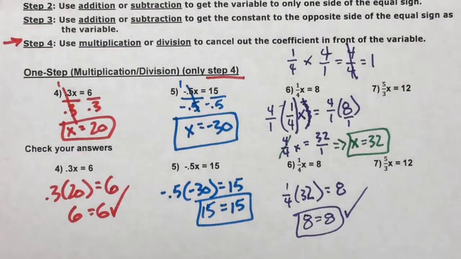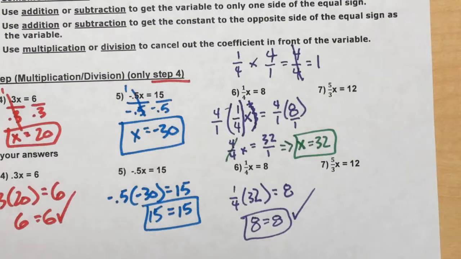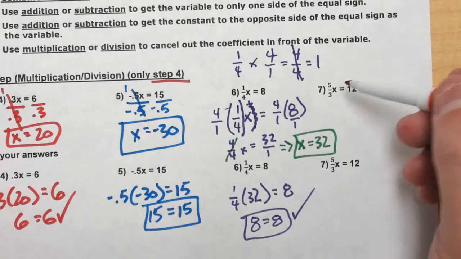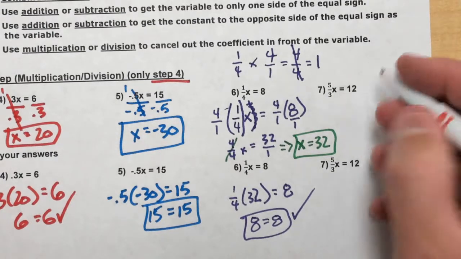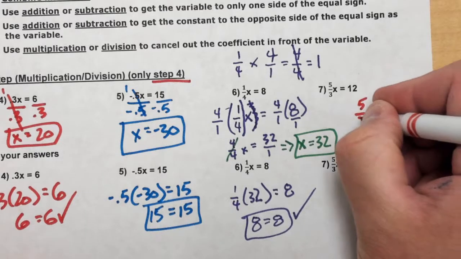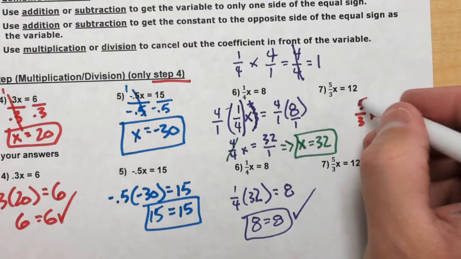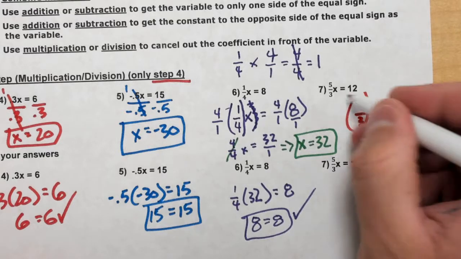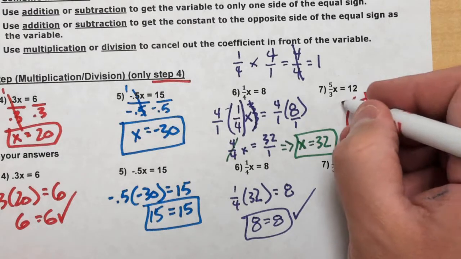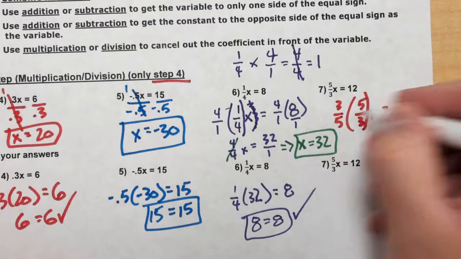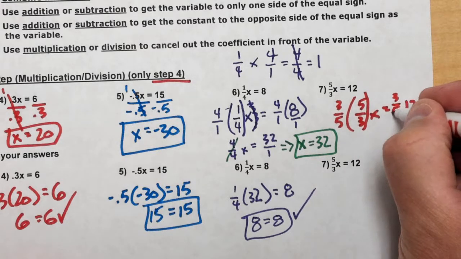And then the very last problem we have here, it's very similar. It looks more challenging, but it really isn't. So if I look here, we have 5 over 3. So I'm going to take that reciprocal. So I'm going to write down 5 over 3x equals 12. And what you do is you just multiply that fraction by the reciprocal, which is going to be 3 over 5. So 3 over 5.